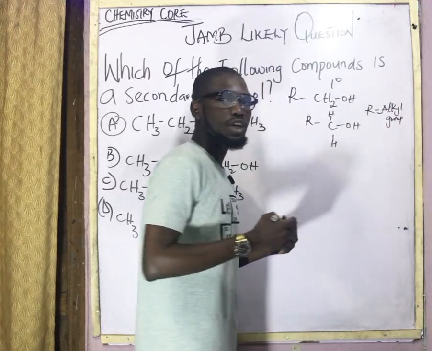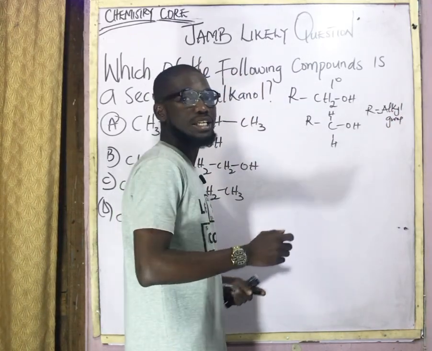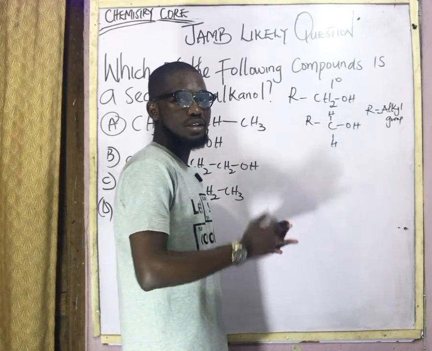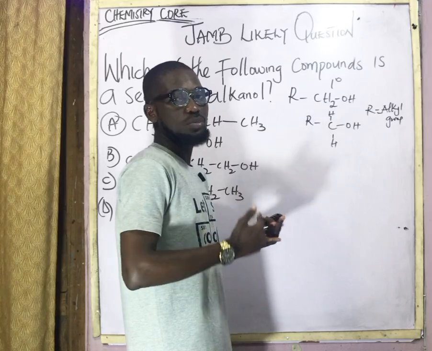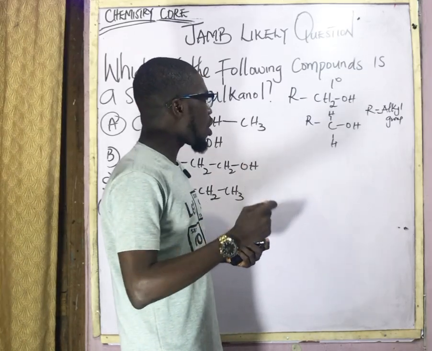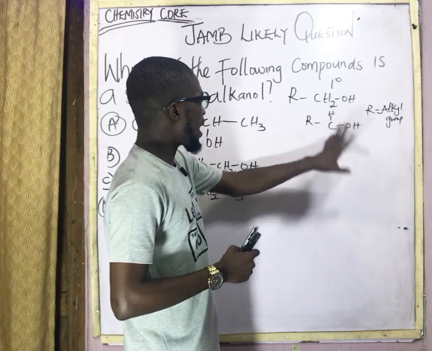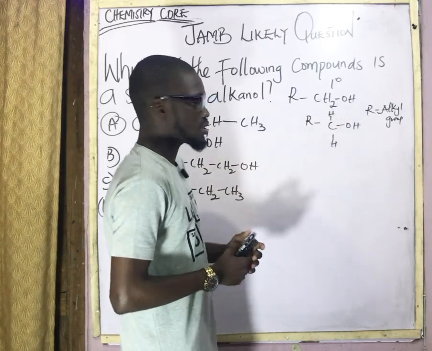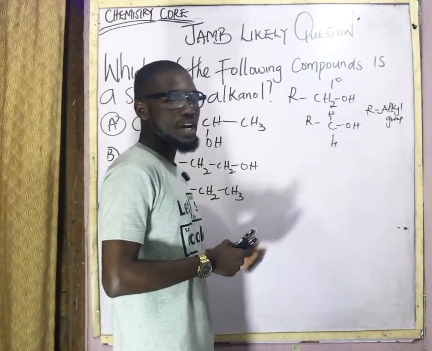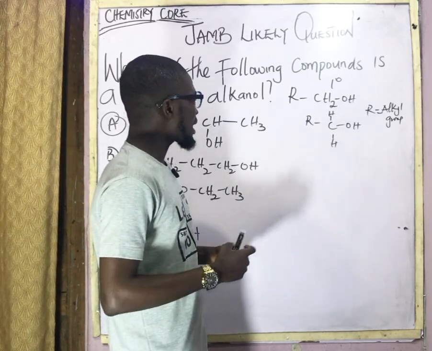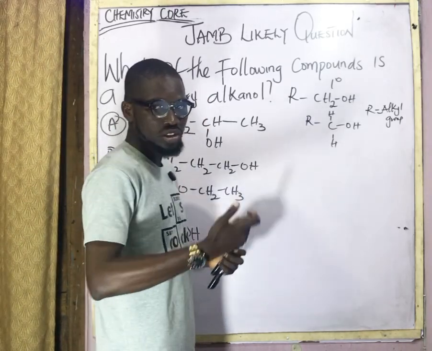When I say alkyl group, it is not only methyl that is an example of an alkyl group. We have ethyl, we have propyl, we have butyl as examples of alkyl group. But if you have something like this, whereby it is shown like this, it is a good example of a primary alcohol.